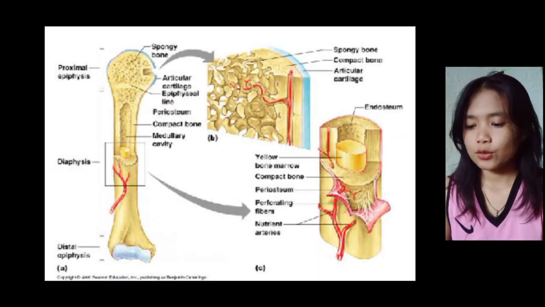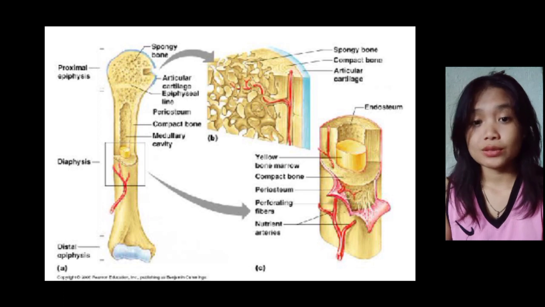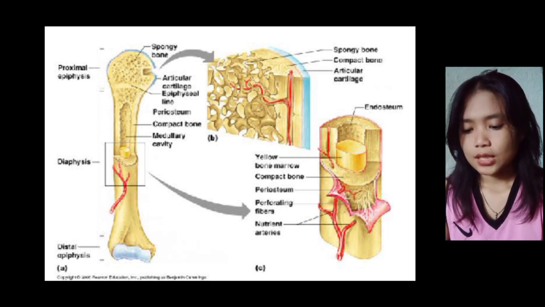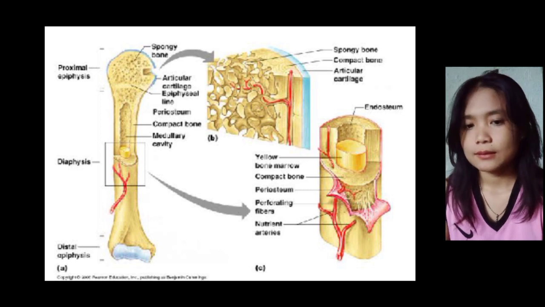Okay, let's continue to our topic. Bone or osseous tissue. Tissue that gives strength and structure to bones. Osseous tissue is maintained by bone-forming cells called osteoblasts and cells that break down bones called osteoclasts.